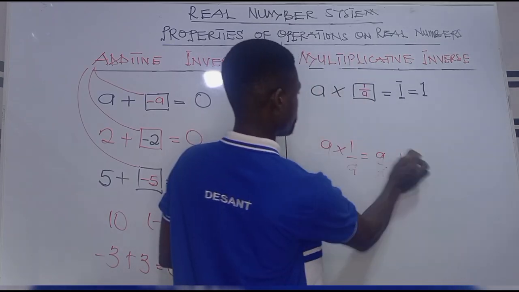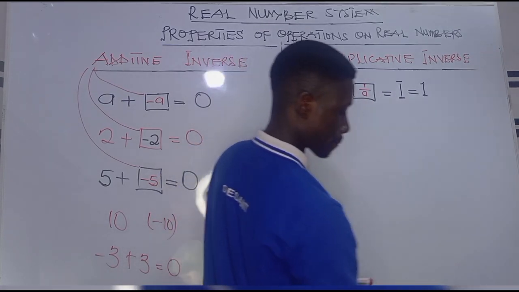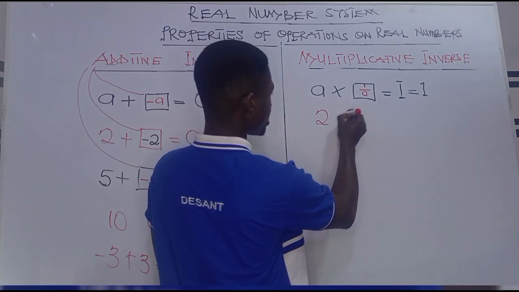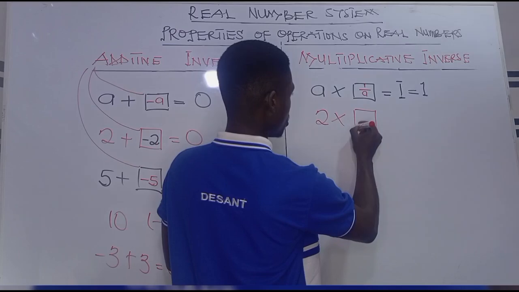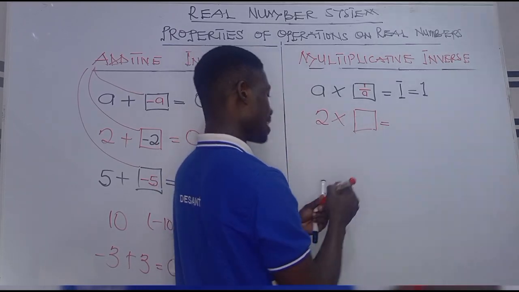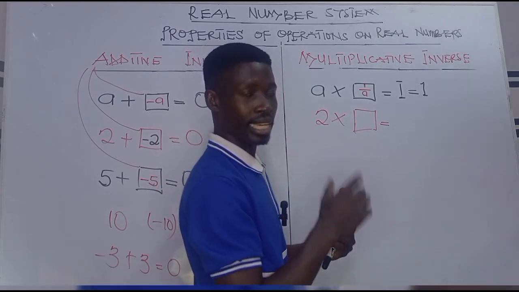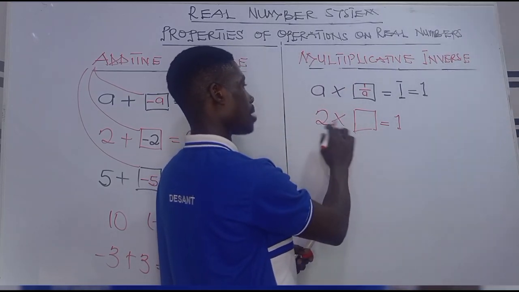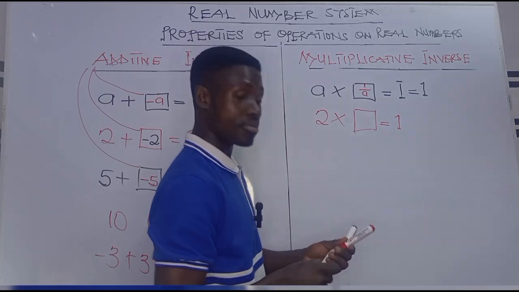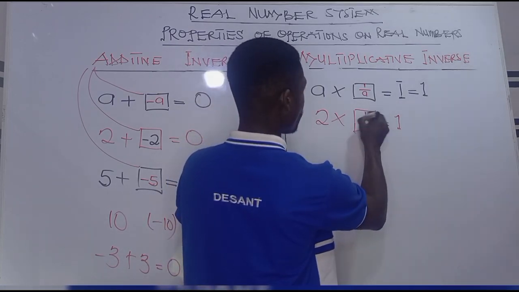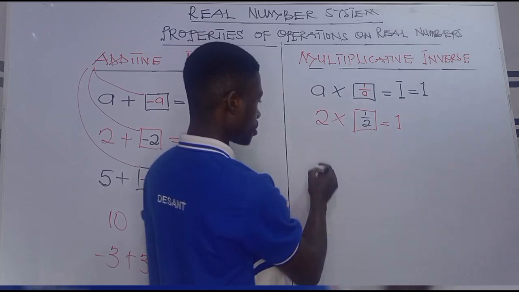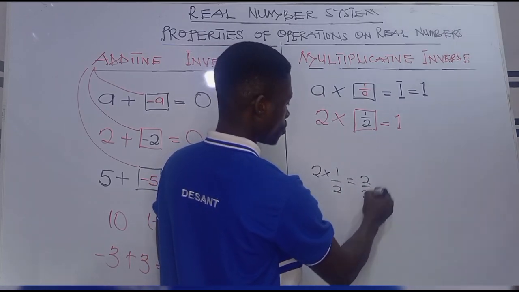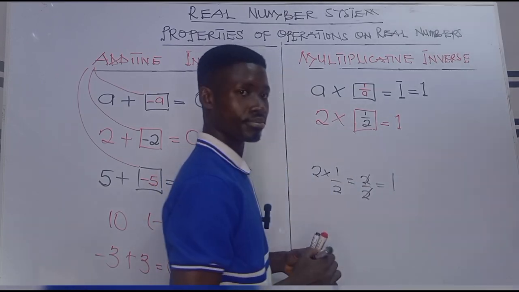So let's take the number 2 times what number will give us the identity element for multiplication, which is 1? What number will you multiply by 2 to give us 1? I believe you are saying it is 1 over 2. Because 2 times 1 over 2 gives us 2 over 2. When we cancel, we are getting 1. Good.